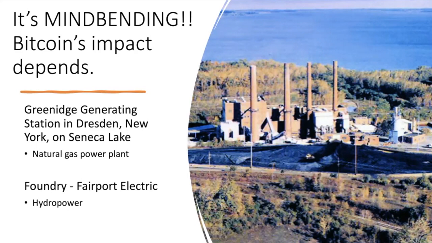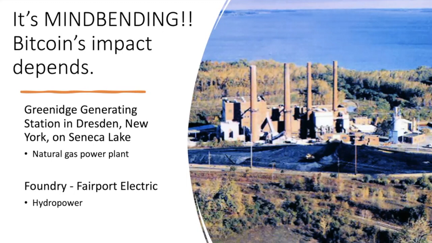It's the Greenidge Generating Station in Dresden, New York, which is located on Seneca Lake. It had been a retired coal plant, and in 2019, it was purchased by a private party. I believe it's called the Greenidge Corporation. It was purchased by a private party. It was converted to be a natural gas power plant. And now it is exclusively powering Bitcoin mining, right? So it's electricity that is being produced for no other reason than to support Bitcoin mining operations.